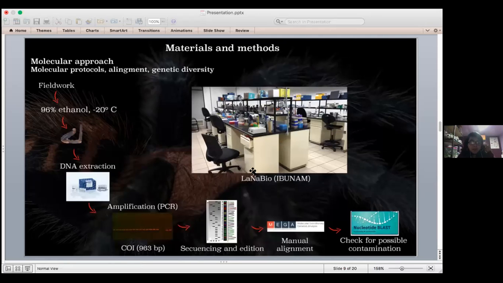Because we don't only want to include morphological information, and also we want to explore the variation within Davus pentaloris, we included molecular data, a partial segment of cytochrome oxidase subunit 1 of 963 base pairs. All the molecular protocols were conducted in the National Laboratory of Biodiversity and at the Institute of Biology at UNAM.